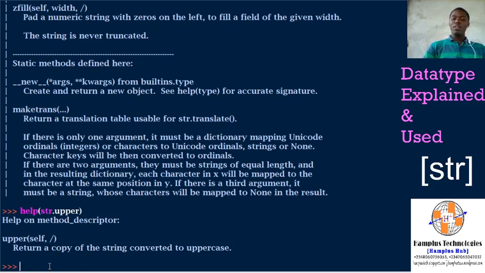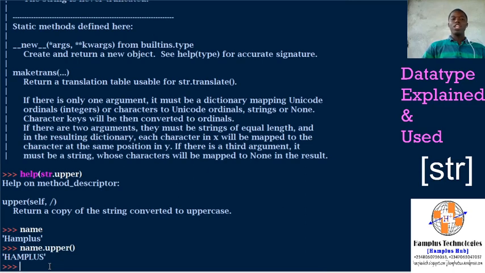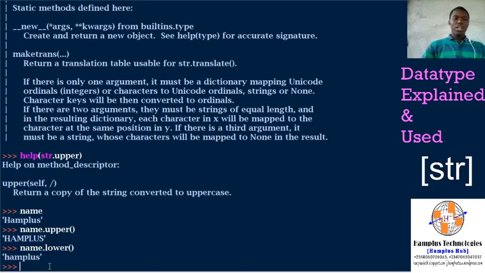Remember I've given a variable called name. So I can say name dot upper. It gives me the string in uppercase. What about if I say name dot lower? It gives me the string in lowercase. Okay, good.